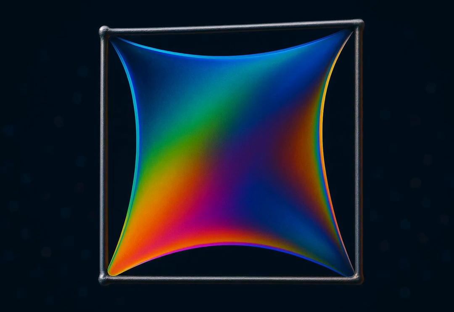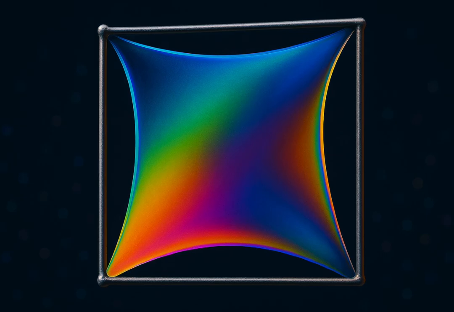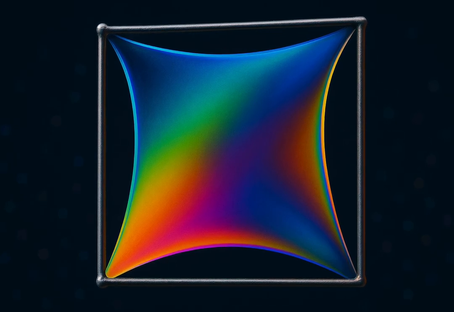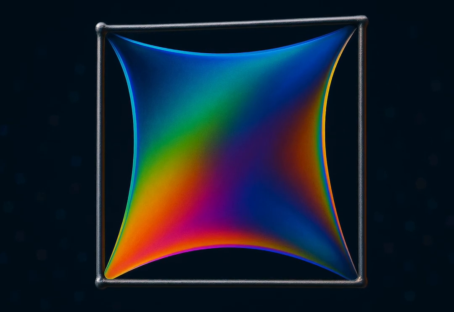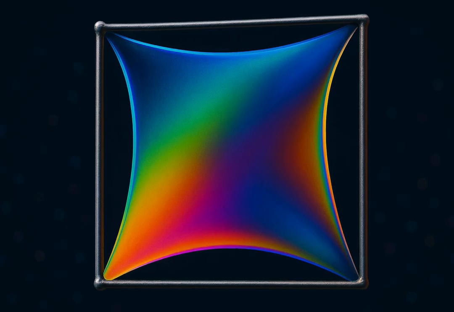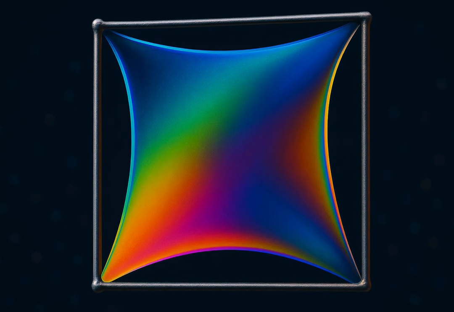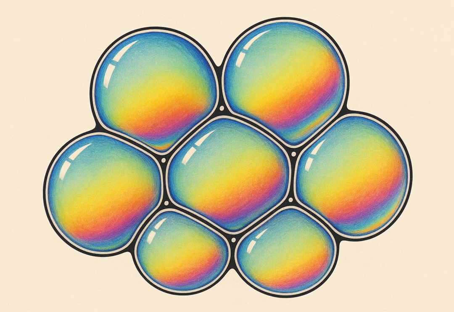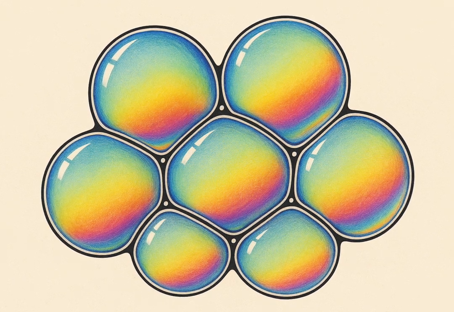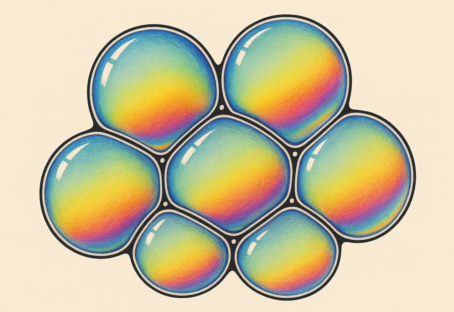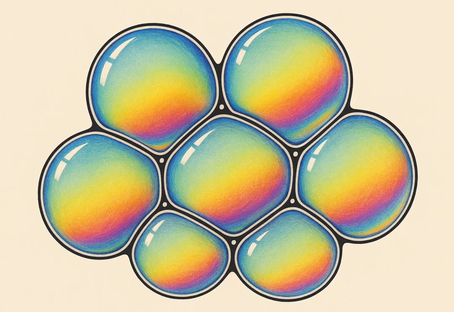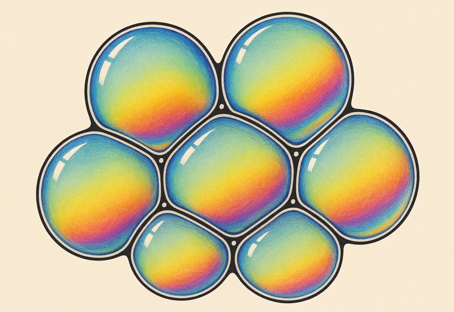Picture again that child in the garden, holding a wand, blowing a shimmering globe into the air. For a few seconds it drifts, shining with impossible colors, delicate as breath itself, and then it vanishes with a faint pop. It seems like nothing, a moment too brief to matter. But inside that moment is centuries of science.